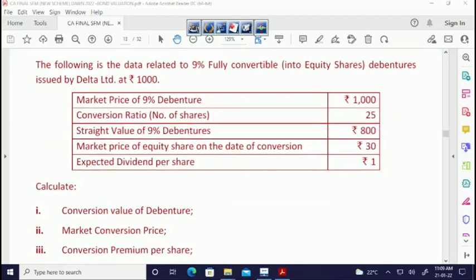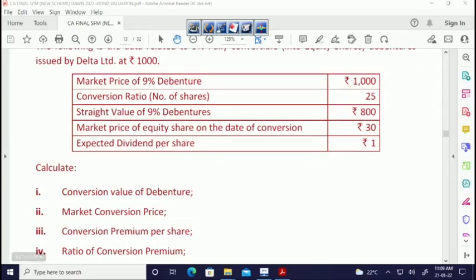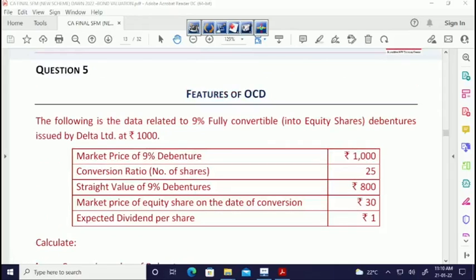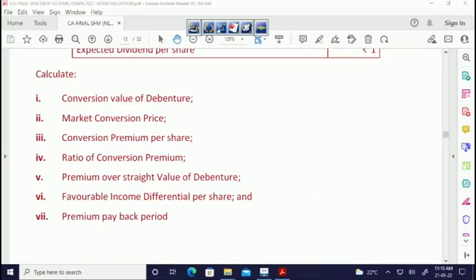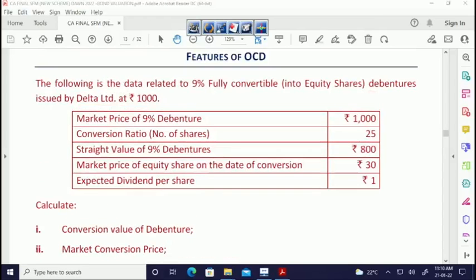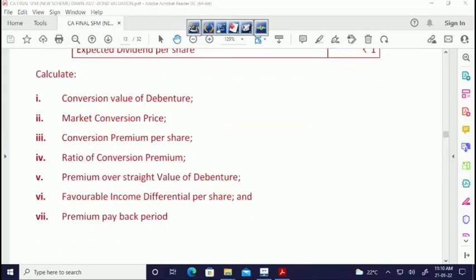First question, conversion value, N into S: 25 into 30. Market conversion price. So the market conversion price is 1000 by 25. Which 1000? The face value? No. The market price of the bond, 1000 divided by 25, that is 40. 40 is the market conversion price. Conversion premium per share: how much extra are you paying for the share? You could have bought the share for 30, but you are paying 40 via the bond. So 40 minus 30, 10.